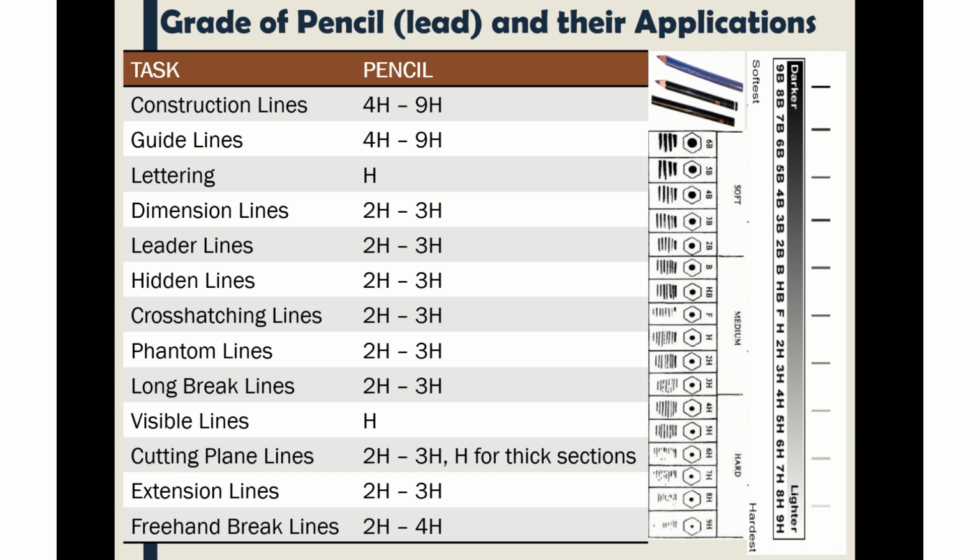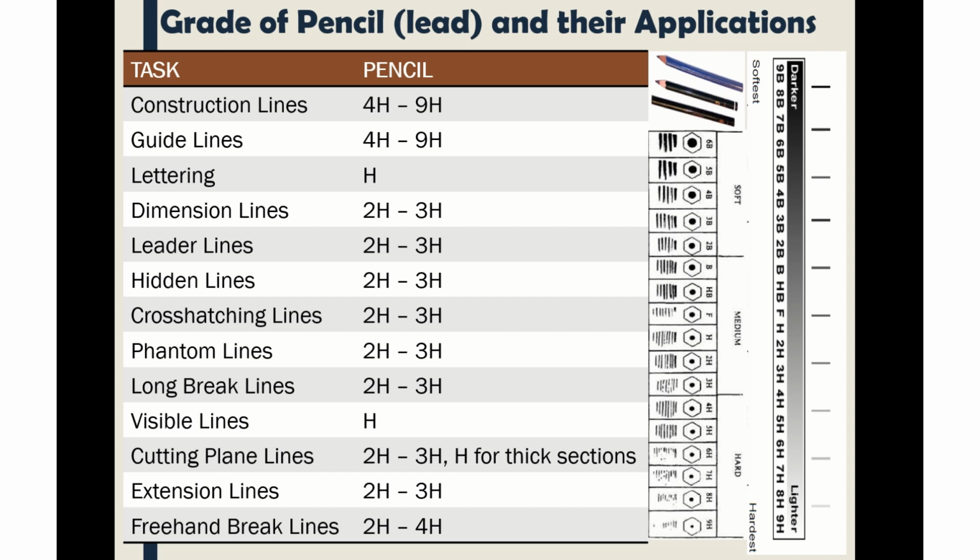So we use the H grade pencil. I know earlier I said we use H grade or HB pencil. So the H grade pencil is preferred for that. So please use the H grade pencil. Remember I said earlier on, please avoid the use of the clutch pencil. Use the regular lead pencil. For cutting plane lines, we use 2H to 3H grade pencil. So we use H for the thick sections of the cutting plane.